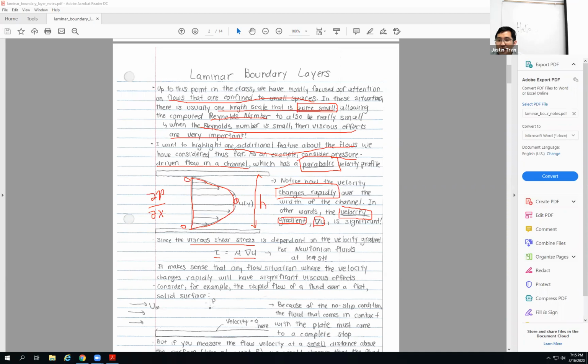So the upshot of this is that in addition to situations where the Reynolds number is small, if you also have situations where the velocity changes rapidly, then in those situations you're going to have really significant viscous effects. So we can start to generalize and look at situations other than when the flow is really small or confined to small spaces. Let's start to think about situations where we have this really rapid change in velocity. Okay? Are there any questions on this so far, either from folks in class or folks outside class?